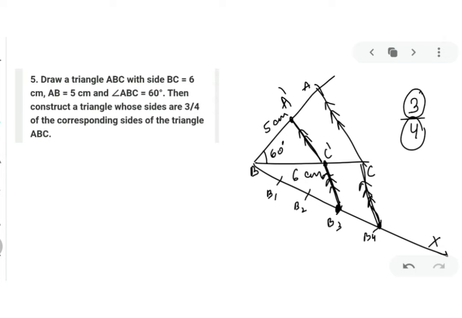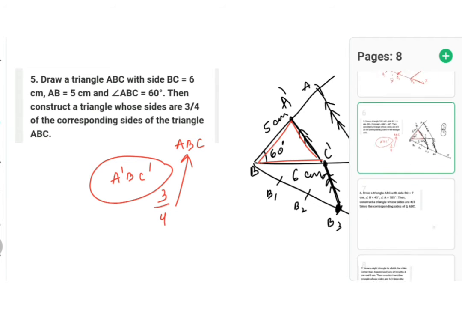So now the required triangle, which is 3/4 of the original, is this: A dash, B, C dash. And which was the original one? A, B, C. And this is your 3/4 of the original. Got my point clear? Okay.